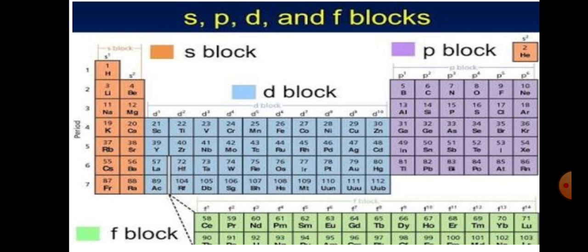So these are the representative elements, means where the S and the P orbitals are in the filling or in the progress, and the D block elements like the D1, D2, D3, D4, D5, D6, 7, 8, 9, 10. These are the transition elements having the variable valencies. Then the F block elements. In the F block elements, the F orbitals are in the progress, or we can say that these are the lanthanides or the actinide series.